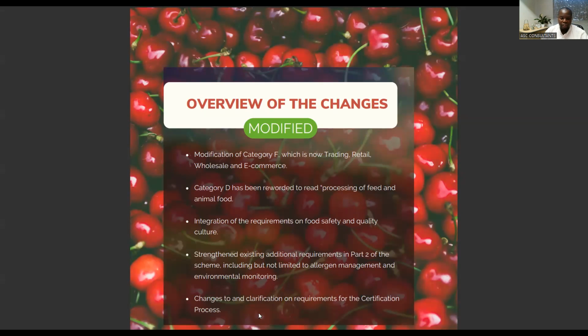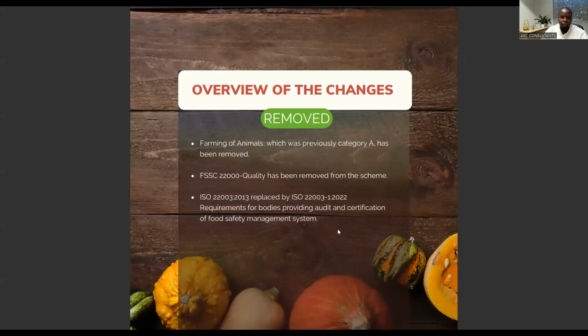There have also been changes and clarification on requirements for the certification process, indicating how one could get certified to FSSC 22000. What has been removed? What has been taken completely out of the scheme? FSSC 22000 quality has been removed. If you remember, sites had the option to be certified under FSSC 22000 looking at food manufacturing. They also had an option to have an additional certification, which was FSSC 22000 quality. So that was aligned to ISO 9001 2015.